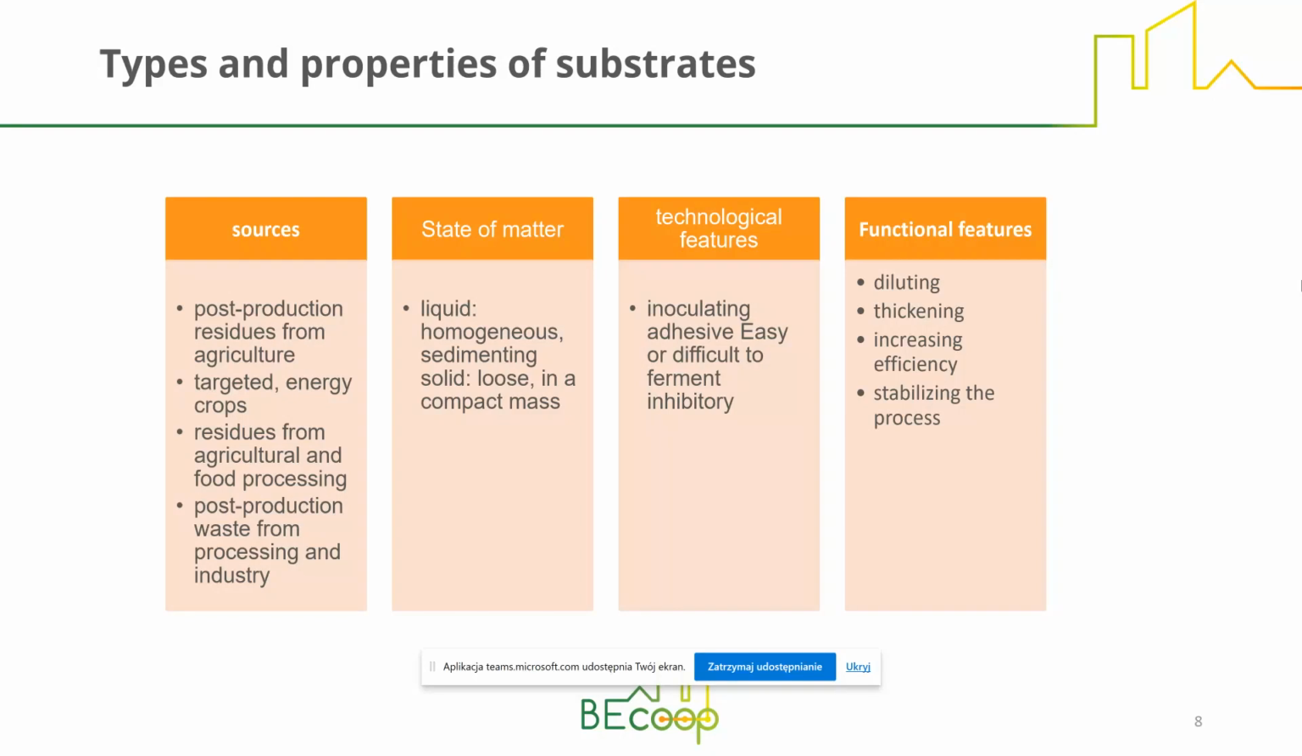The state of matter is also very important in terms of the types of substrates. We can divide it into liquid, homogeneous, sedimenting, soil, and loose to compact mass. Technological features of the substrates include inoculation, adhesives, which are easy to ferment or difficult to ferment, and inhibitors. In terms of functional features, we can divide the substrates into diluting, thickening, efficiency-increasing, and process-stabilizing.